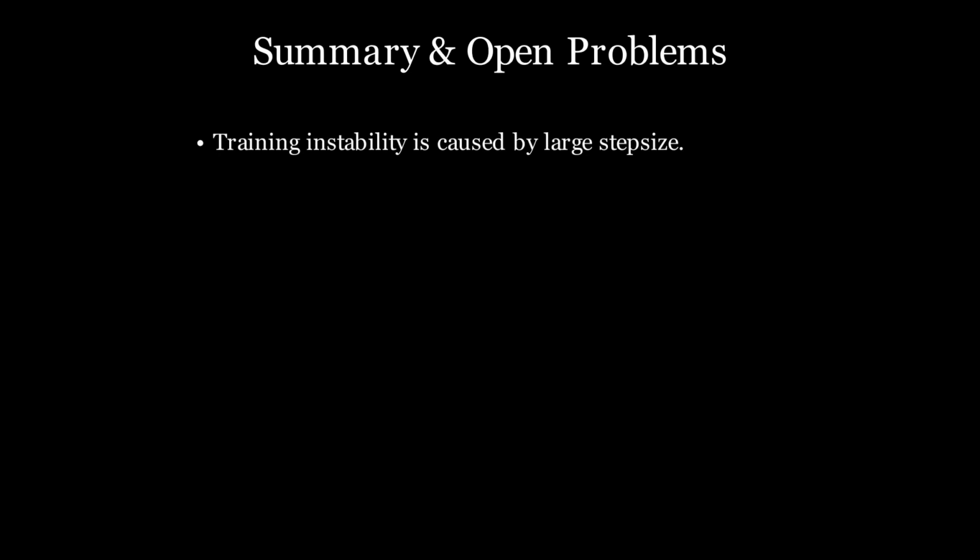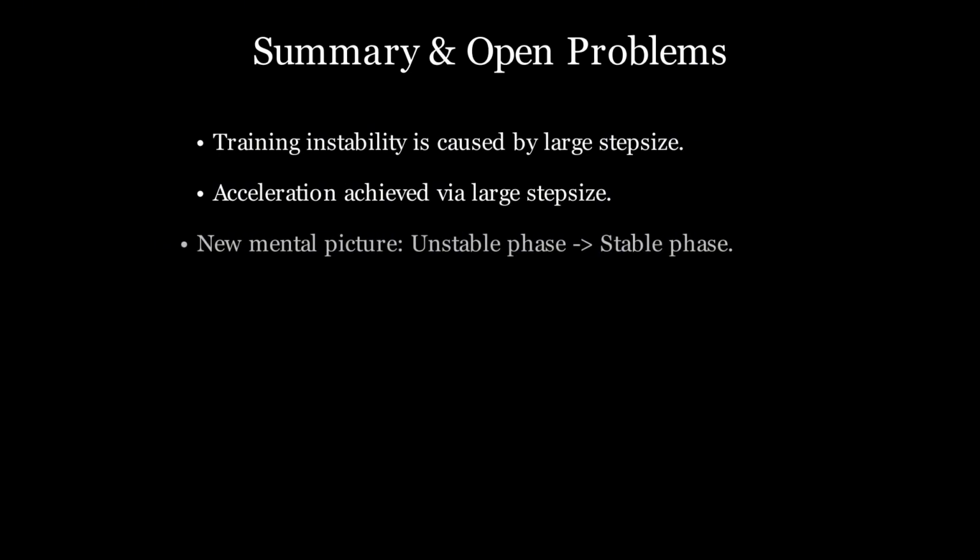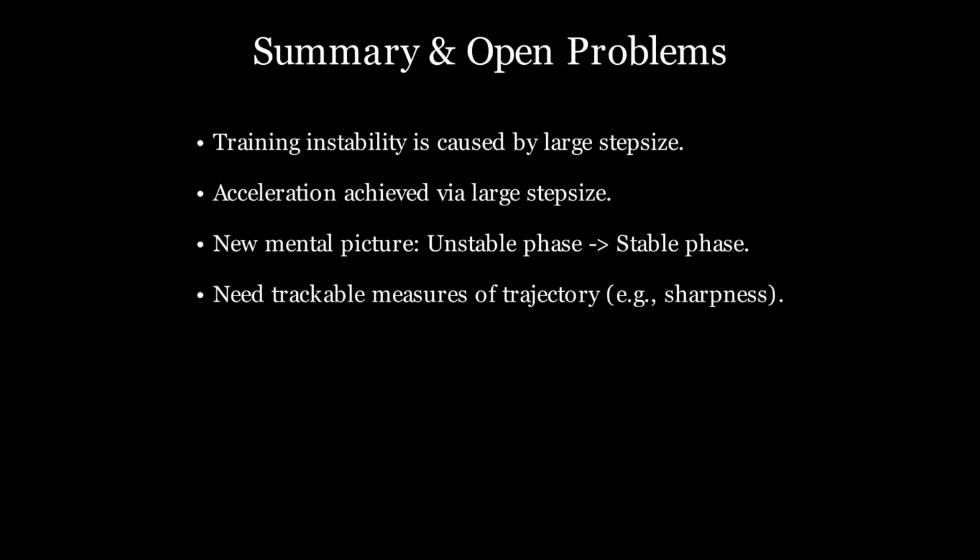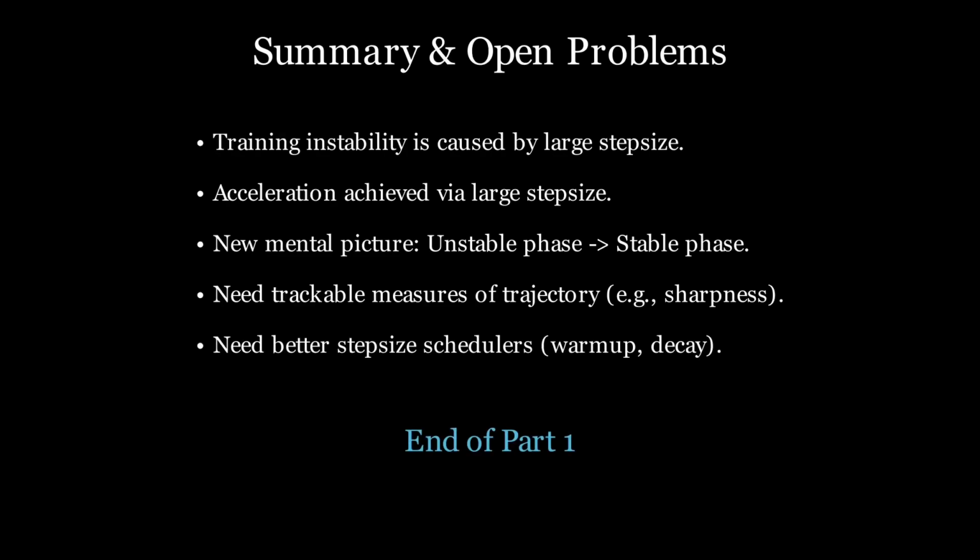To summarize what we learned, first, training instability is directly caused by using a large step size. However, acceleration is also achieved exactly via this large step size. This gives us a new mental picture of optimization, moving from an unstable phase into a stable phase. Looking ahead, open problems include finding tractable measures of these trajectories and developing better step size schedulers, like warm-up and decay, to balance this behavior.